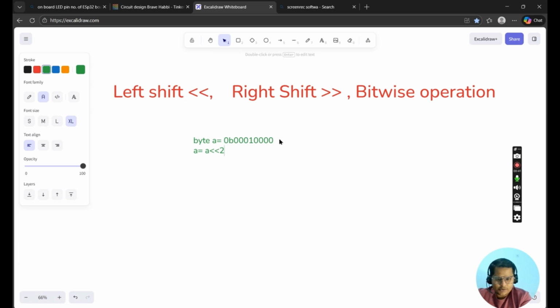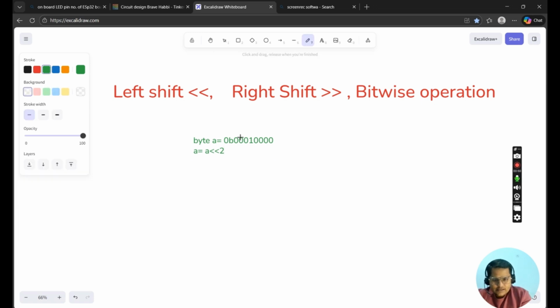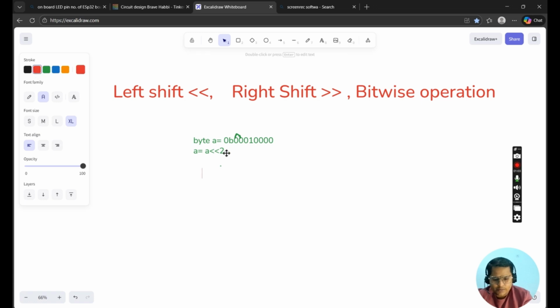So what I'm trying to do, I'm trying to shift 2 bits from the left side. So 2 bits from the left side will be removed. So what will happen in this case? Now 2 bits are going to be replaced. So the new value which A will be holding is 0B, and what is left?